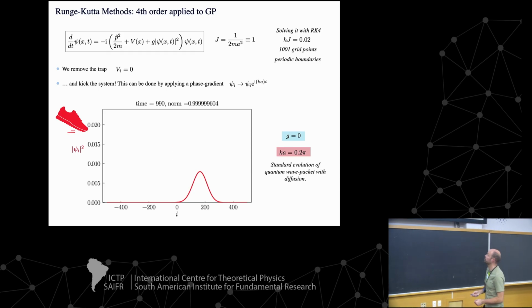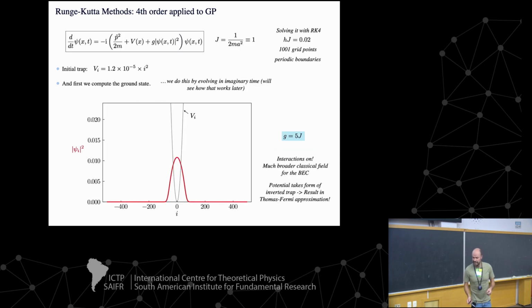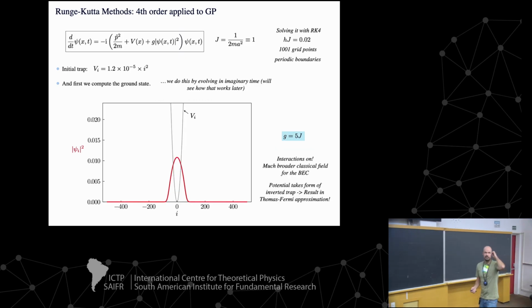Okay, and the same I can do, I can kick it a little bit faster. So here I apply a bigger phase gradient to the system. Right, before I had k equal 0.2, now I have 0.4, and now I kick it like this, and it moves just faster. Okay, of course, what we are interested in is the interacting part, the Gross-Pitaevskii part.